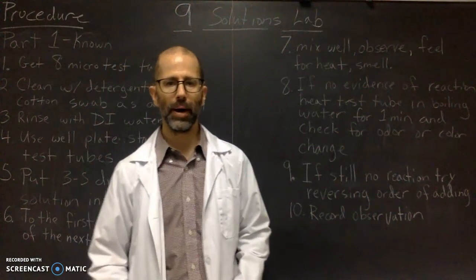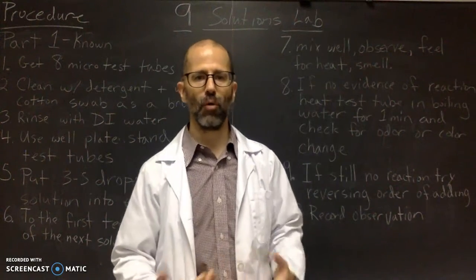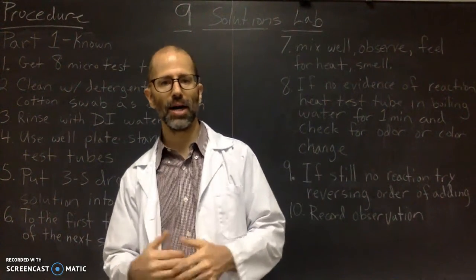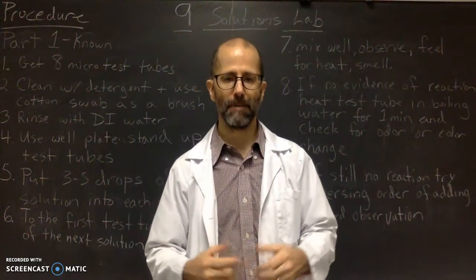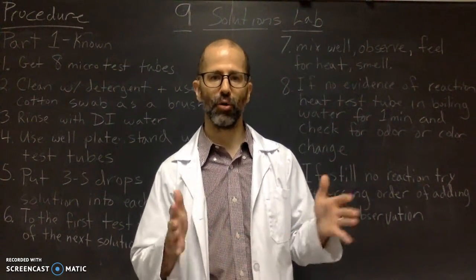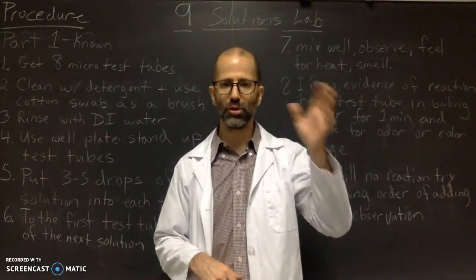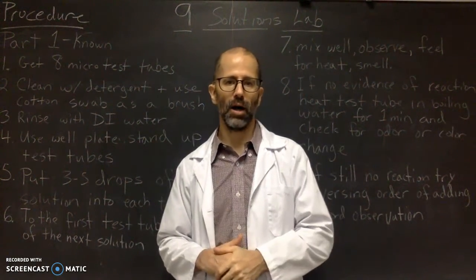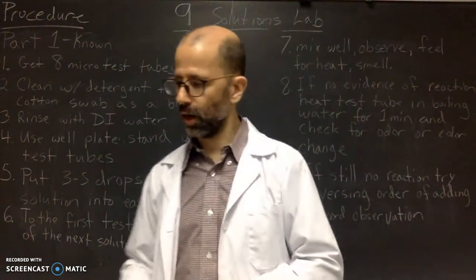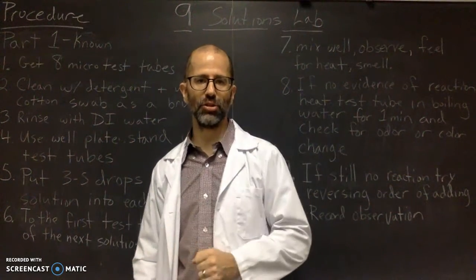Hello, everyone. Welcome back. So I was in the middle of explaining the procedure for the first day when you're dealing with the knowns. I had talked about how you need to mix the solutions in a particular order according to your table. So, for example, whatever the first solution is going to be, let's say it's silver nitrate, so you would put silver nitrate into each of the 8 test tubes.